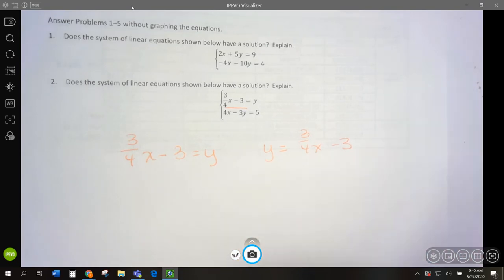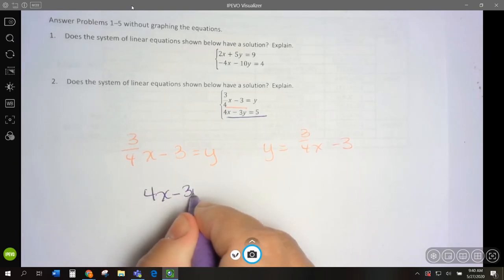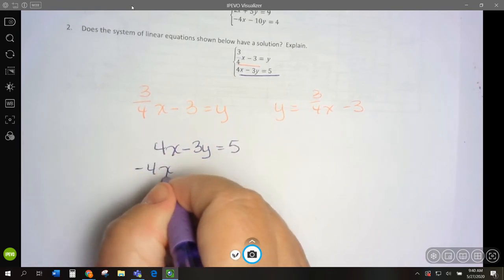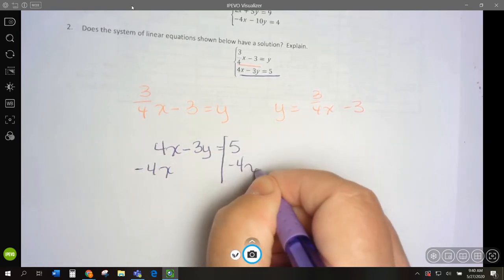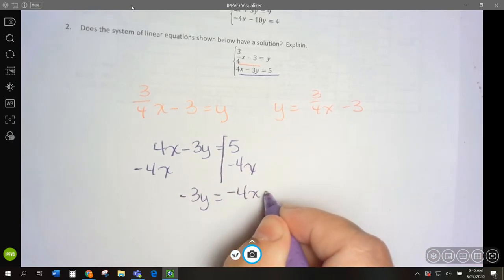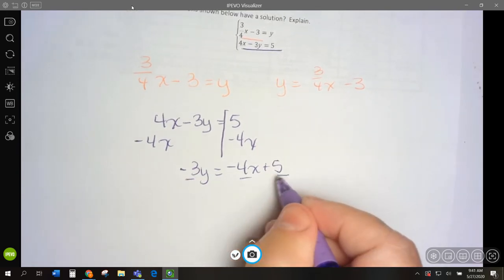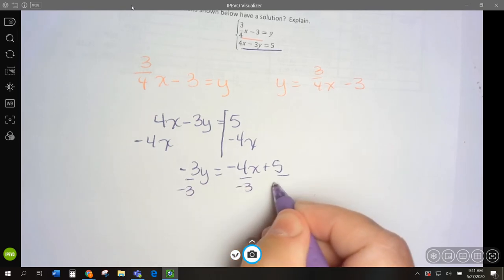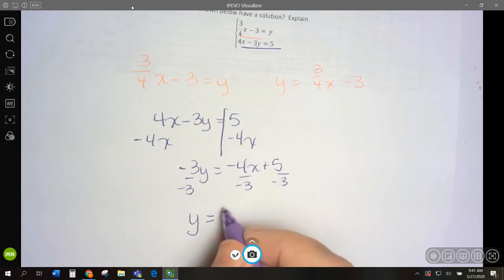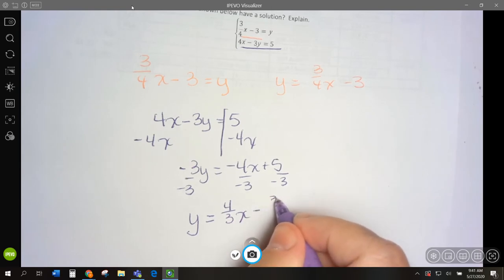Now let's do this one: 4x minus 3y equals 5. Subtract the 4x from both sides because we want to get y by itself. We get negative 3y equals negative 4x plus 5. Now let's divide by negative 3. Negative divided by negative is a positive. y equals 4/3 x minus 5/3.